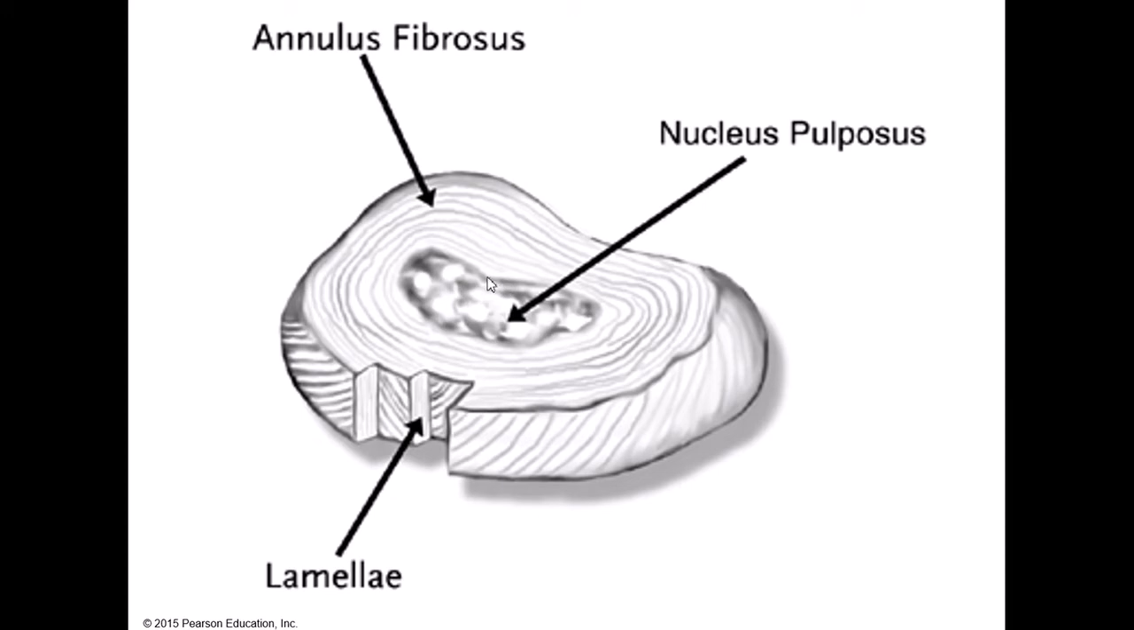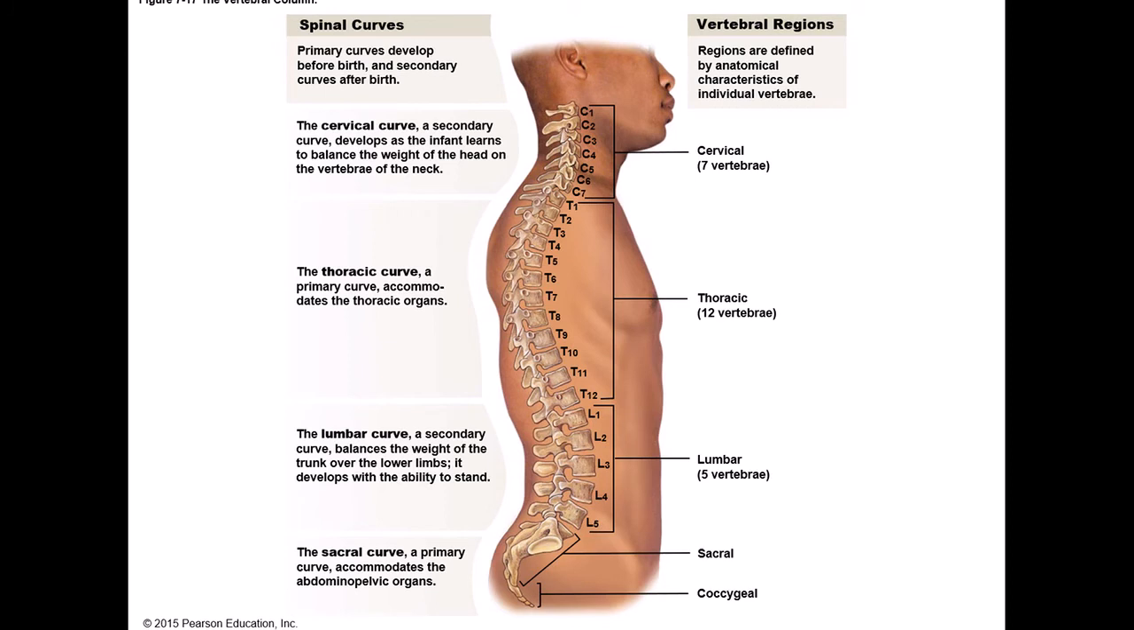In the middle, about the consistency of like toothpaste, is a ball of jelly called the nucleus pulposus. Okay, so those are the 2 parts of the disc that I'd like you to know. You don't have to know this down over here, but the rings of the fibrocartilage we call lamellae. Again, you may remember from the tissues lab, lamellae were rings. Let's go back a moment.